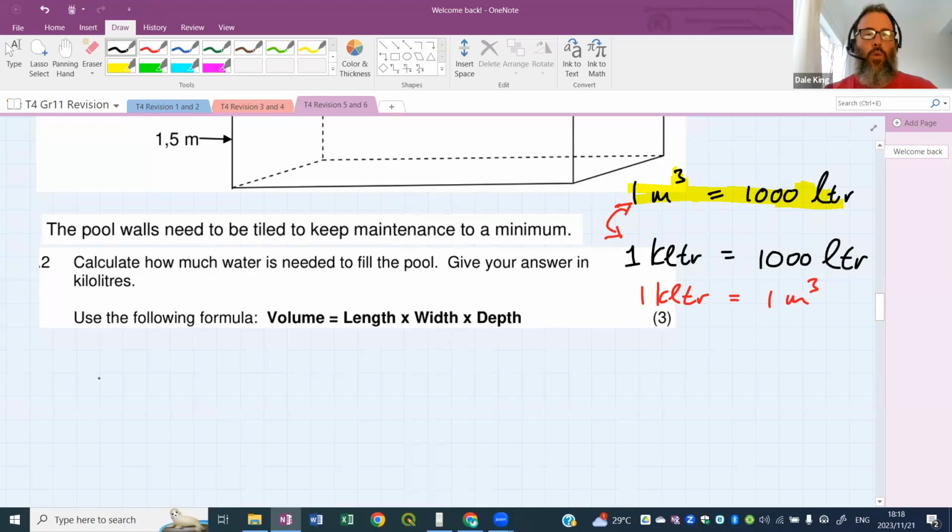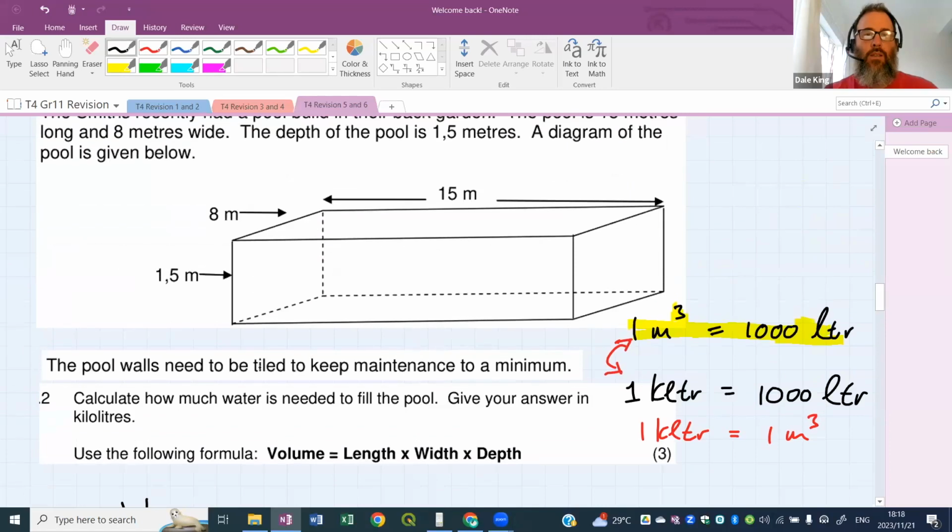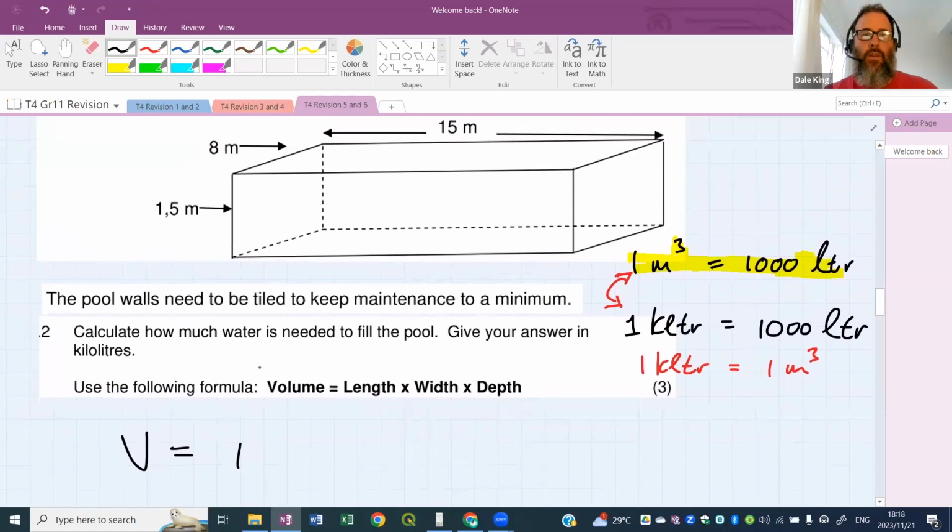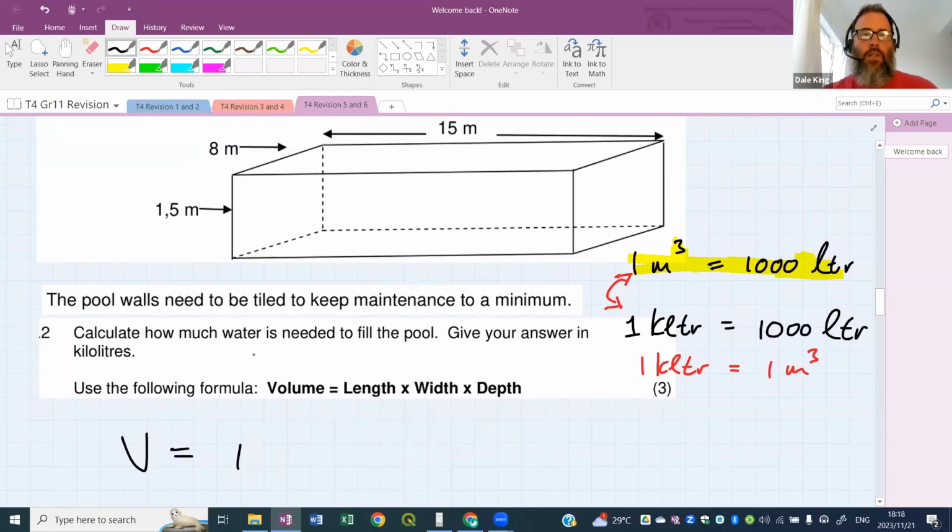Let's work out the volume of the pool. V equals length. I think they said was 15. Come on, you guys, you can do it. Get the calculators out. Give us the answer here. 15 meters times the width is 8 meters times the depth is 1.5 meters. What is the volume of the pool? Fastest fingers first. Let's see. Who can give me the volume of this pool?